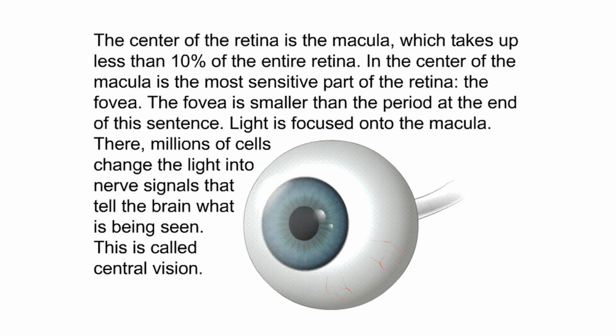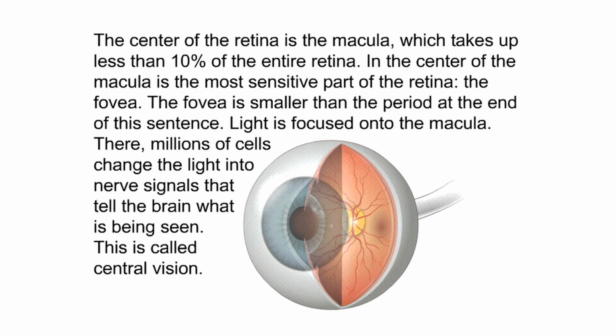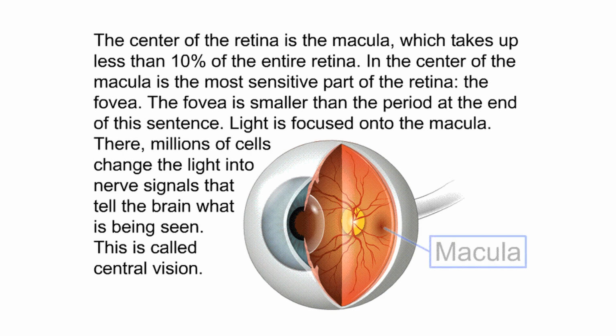The center of the retina is the macula, which takes up less than 10% of the entire retina. In the center of the macula is the most sensitive part of the retina, the fovea. The fovea is smaller than the period at the end of this sentence. Light is focused onto the macula. There, millions of cells change the light into nerve signals that tell the brain what is being seen. This is called central vision.